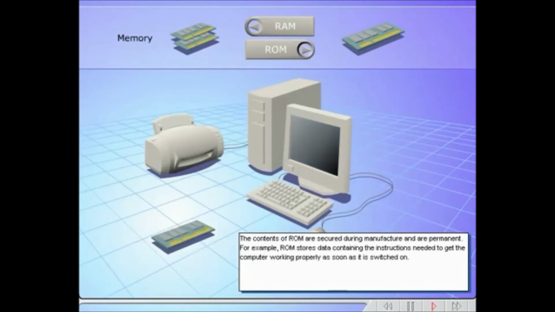The contents of ROM are secured during manufacture and are permanent. For example, ROM stores data containing the instructions needed to get the computer working properly as soon as it is switched on.